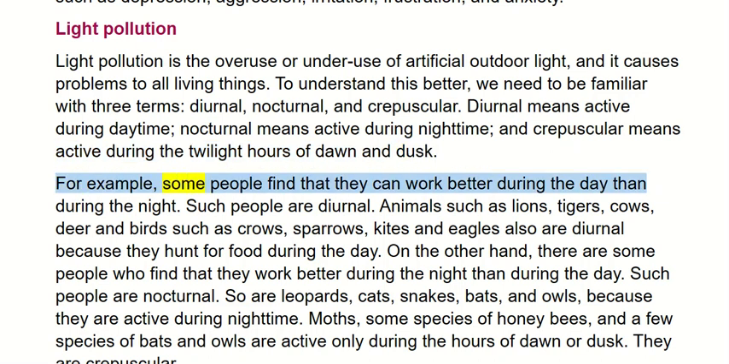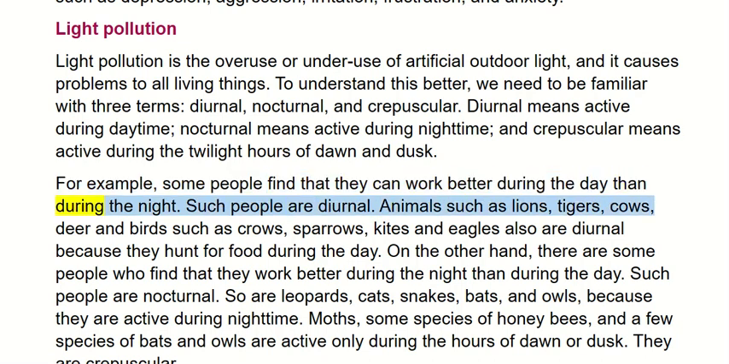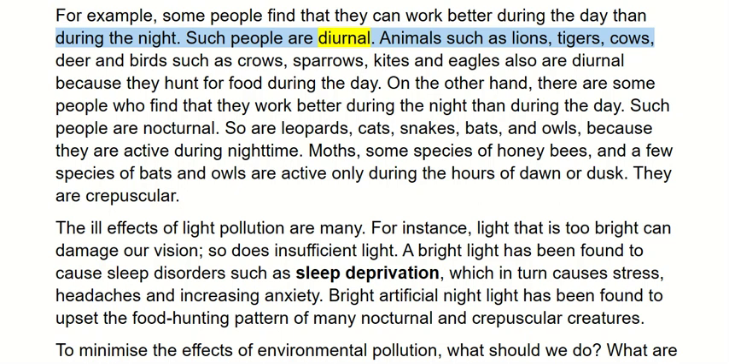For example, some people find that they can work better during the day than during the night. Such people are diurnal. Animals such as lions, tigers, cows, deer, and birds such as crows, sparrows, kites, and eagles also are diurnal because they hunt for food during the day. On the other hand, there are some people who find that they work better during the night than during the day. Such people are nocturnal. So are leopards, cats, snakes, bats, and owls, because they are active during nighttime. Moths, some species of honeybees, and a few species of bats and owls are active only during the hours of dawn or dusk. They are crepuscular.